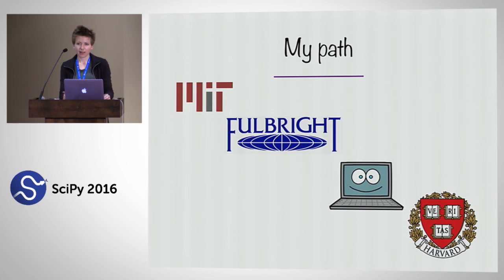My path to this project involved, I graduated from MIT with a double degree in computer science and brain and cognitive sciences. I spent a year as a Fulbright scholar in Cambodia learning about how education translates into job creation, particularly in technology. And then I got a job in San Francisco as an early engineer at a startup. And then I decided to quit life and become a PhD student, where I'm now a PhD student studying machine learning at Harvard.